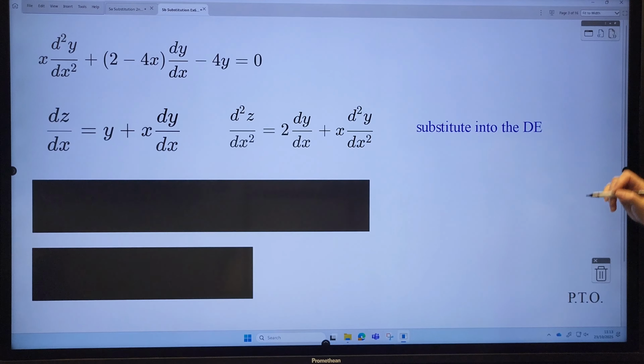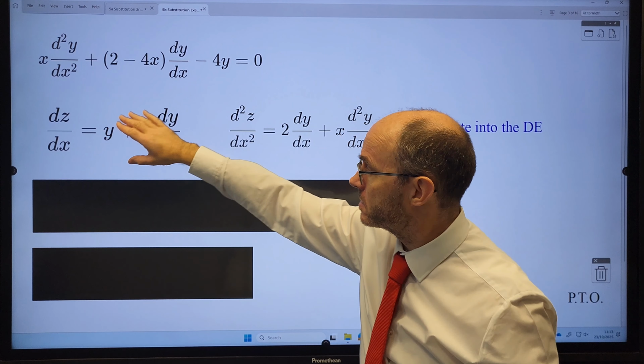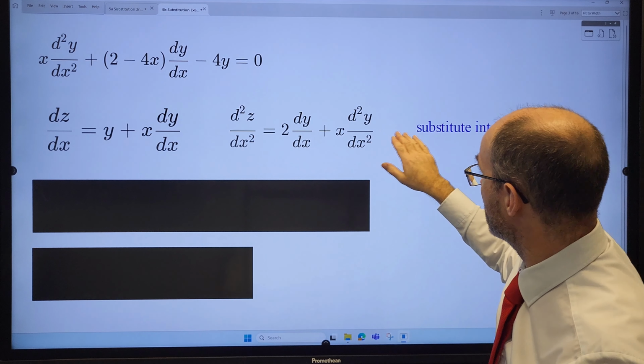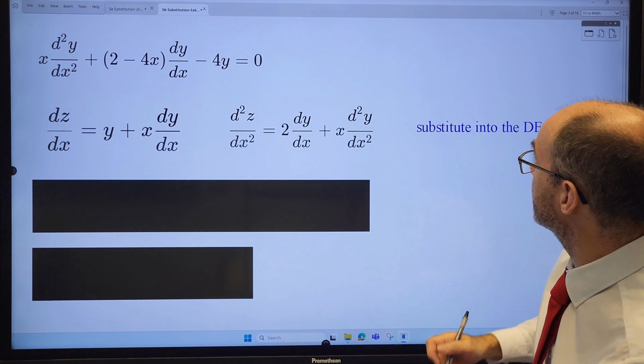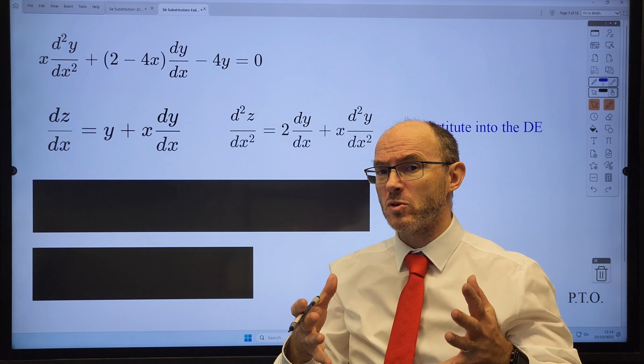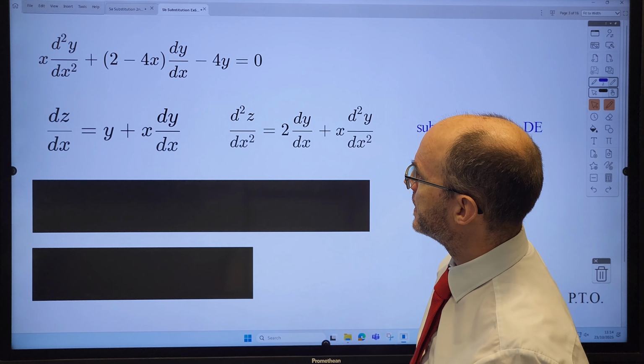So in summary, we've got dz/dx and d²z/dx². That was the original differential equation, and we need to just substitute these in. Okay. Now, there's a strategy involved with this. Let me just share with you what I would like to do.